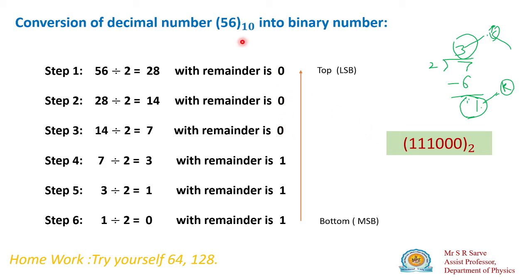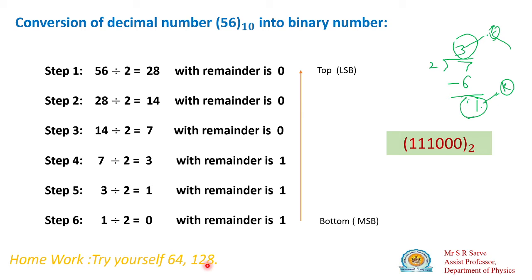So what is the binary number corresponding to 56? The binary number corresponding to 56 is 1 1 1 0 0 0. Here base 2 means binary number. So that is the conversion of the decimal number 56 into the corresponding binary number. You can try it yourself with 64. This is the interesting one. You can try for 64 or try for 128.